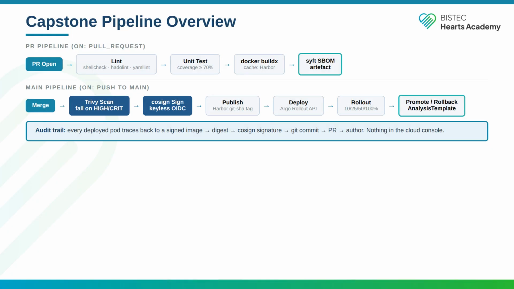The Capstone pipeline has 2 lanes, a PR lane and a main lane. Understanding the separation between them is the central architectural decision of this session. The PR lane runs on every pull request: lint, then unit test, then image build, then SBOM generation. The PR lane does not sign images. It does not scan for vulnerabilities at full depth. It does not deploy. The PR lane is optimized for developer feedback speed. It should complete in under 3 minutes on a warm cache.